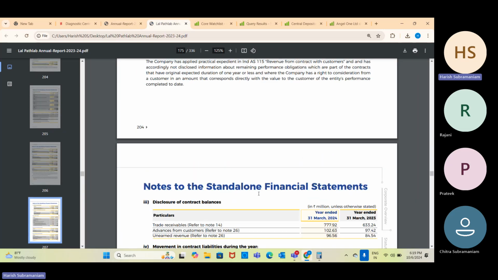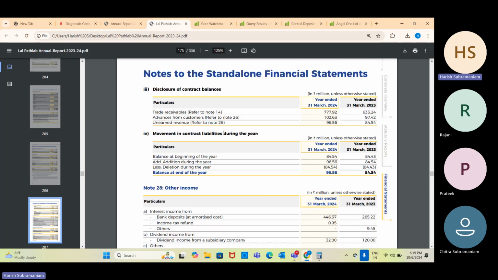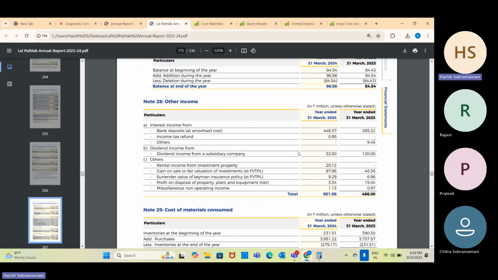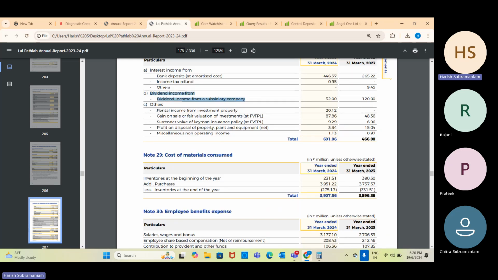So what is this? So we go to 28. We'll leave all this. These are some more detailed financial things. So now we see other income. It has bank deposits, so there is some bank deposit related interest. It has got some income tax refund, right? It has got some income from a subsidiary company. Then there is some rental income. So it has some property which it has given out for rent. And then there is some investments, for which it has gained some value and so on and so forth.